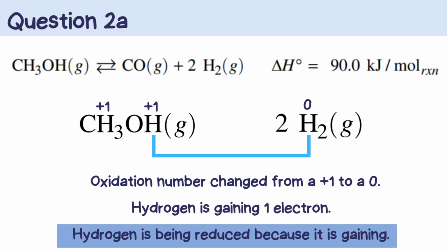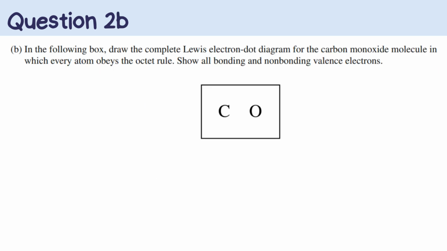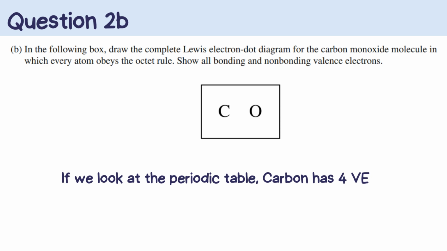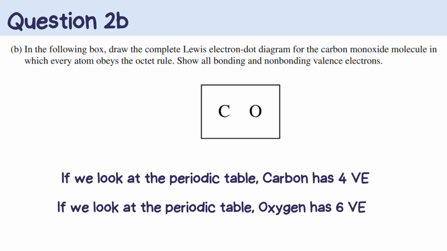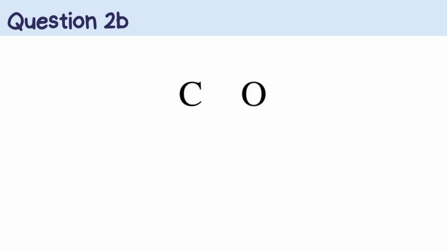Okay, and next up for question 2b, we have to draw a Lewis dot diagram, assuming that carbon and oxygen obey the octet rule. If we look at the periodic table, which is given, carbon has 4 valence electrons and oxygen has 6 valence electrons. So I'm going to enlarge the C and the O, and place the 4 valence electrons around the carbon and then the 6 around the oxygen.